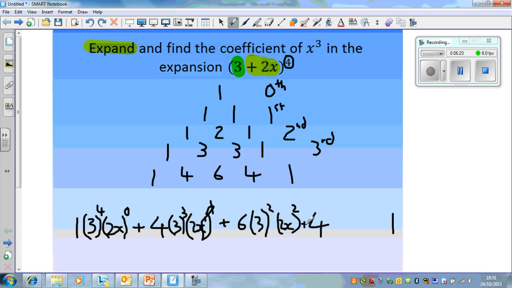Add. So small add sign there. Now 3 to the power of 1. The powers of 3 go down, the powers of 2x go up. So this is going to be 2x to the 3. Sorry about these brackets, they're shocking, aren't they? Add, finally the last one, it's going to be 3 to the power of 0, and then 2x to the power of 4.